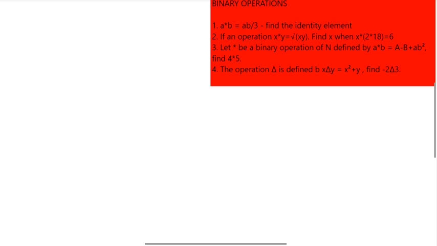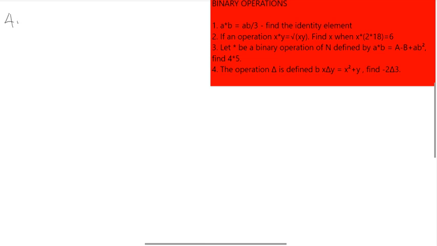Alright, so for question 1, we have a asterisk b is equal to ab over 3. Find the identity element. To find the identity element, let's first solve question 4 so that you can understand the basics. Question 4 is a basic question, right? Then we'll come back to question 1. So for question 4, let me change this to brush before I forget.